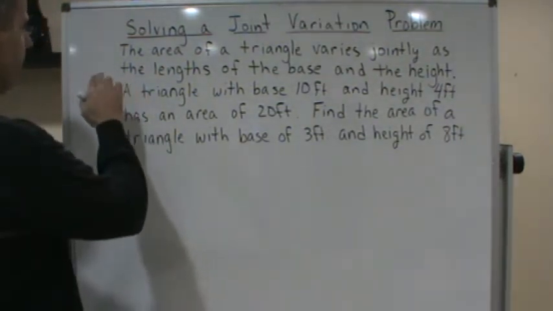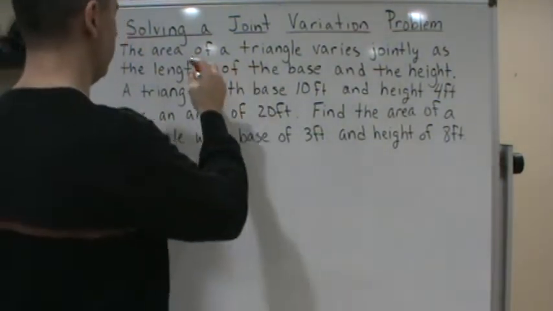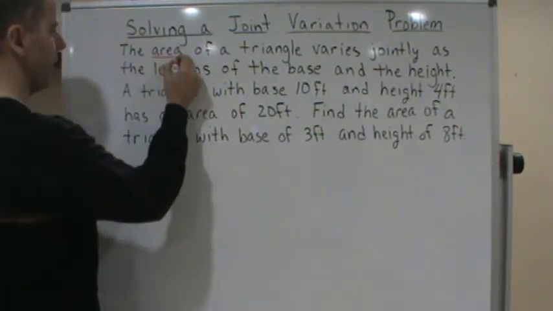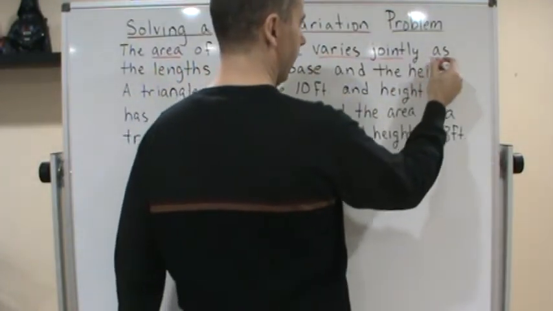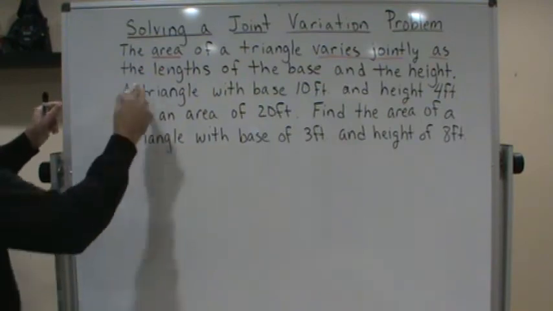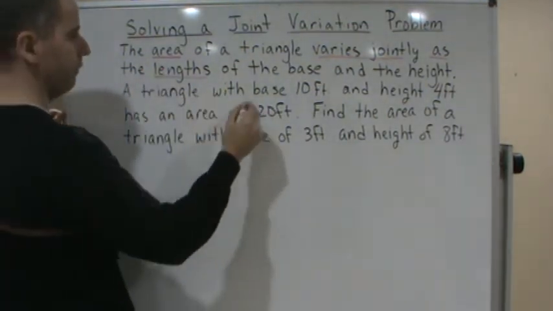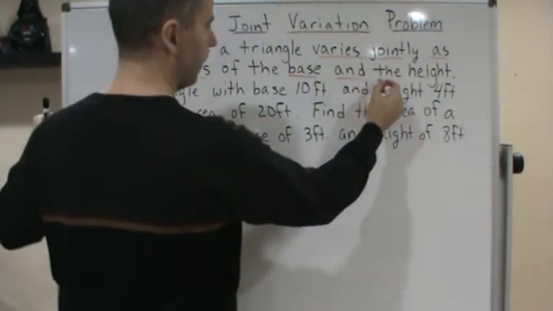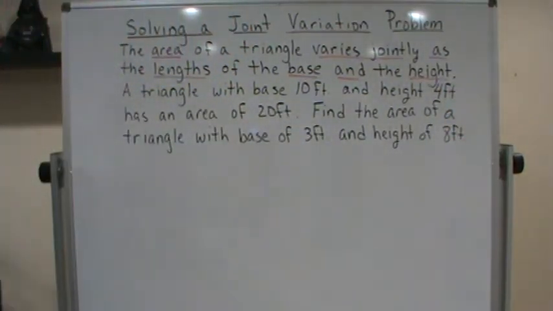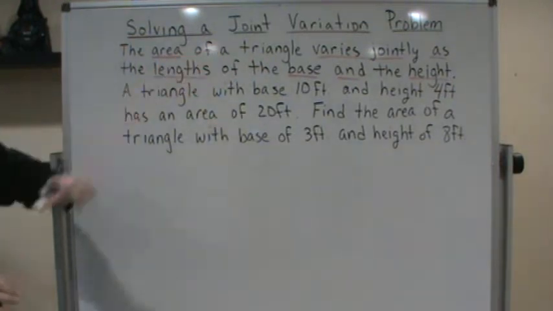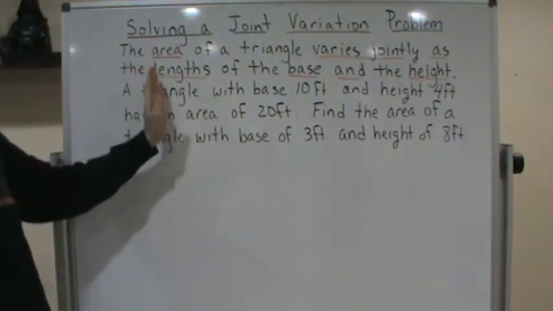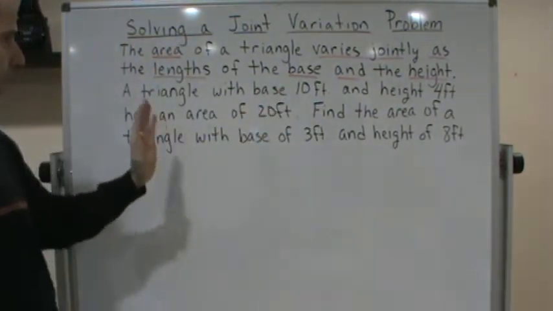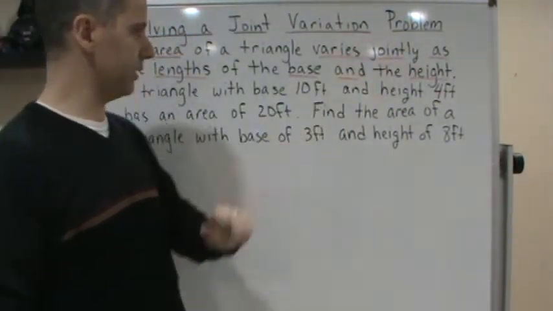It says the area of a triangle varies jointly as the lengths of the base and the height. So the key words are "varies jointly." The area varies jointly as the length of the base and the length of the height.